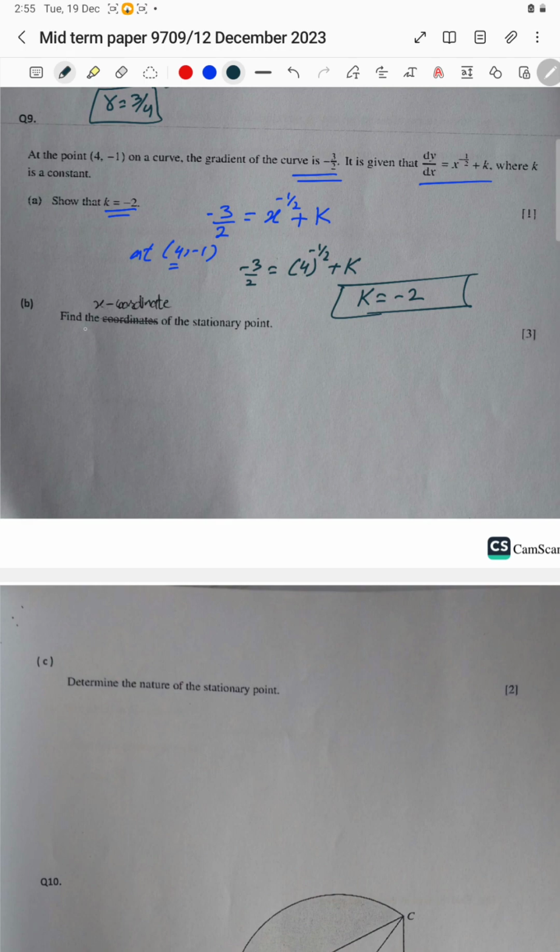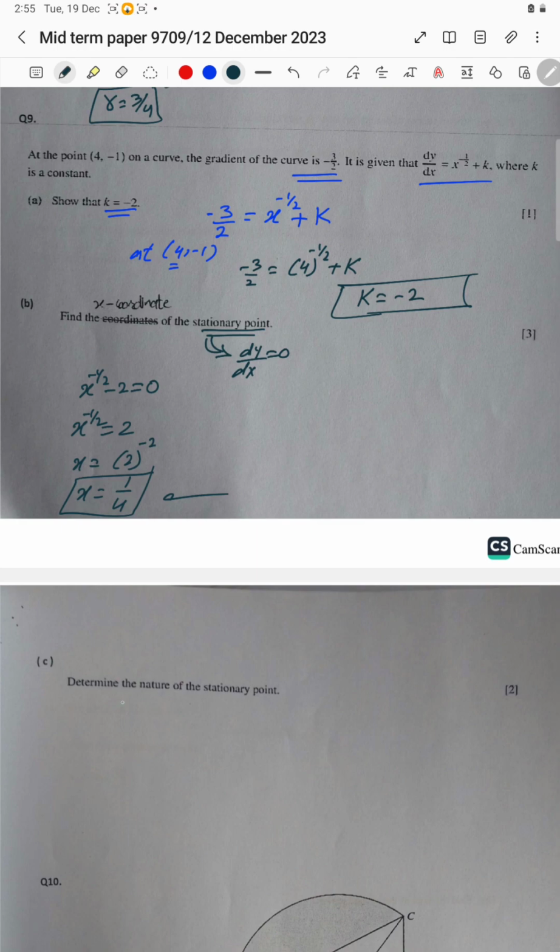Next, find the x coordinate of the stationary point. For the stationary point, we know dy by dx should always equal 0. So here we get x power minus 1 by 2 minus 2 equal to 0. This 2 comes from the value of k. So x power minus 1 by 2 is equal to 2. On the calculator we take the negative power on both sides. x will be 2 power minus 2, and it will be 1 by 4. So the x coordinate of the stationary point is x equal to 1 by 4.